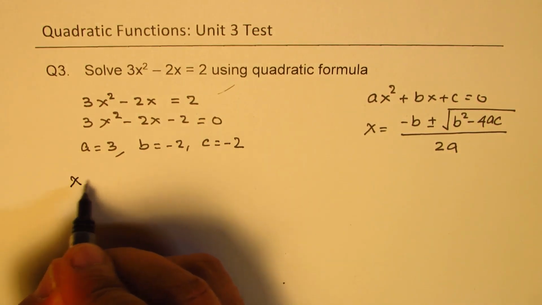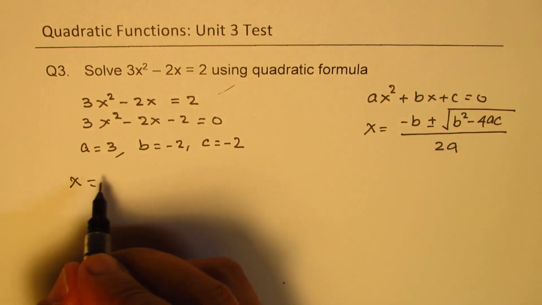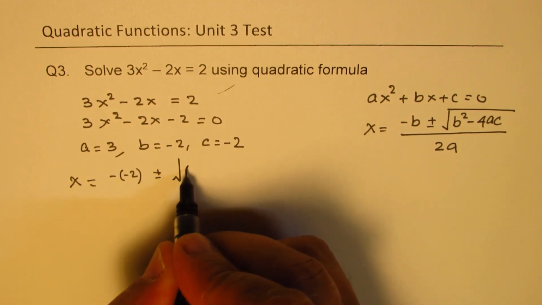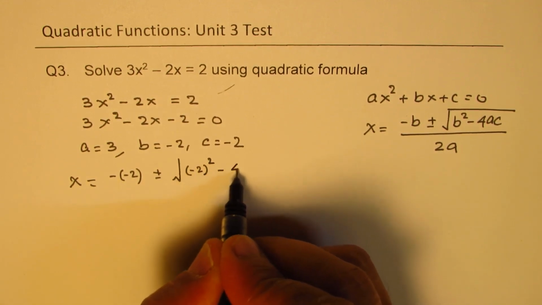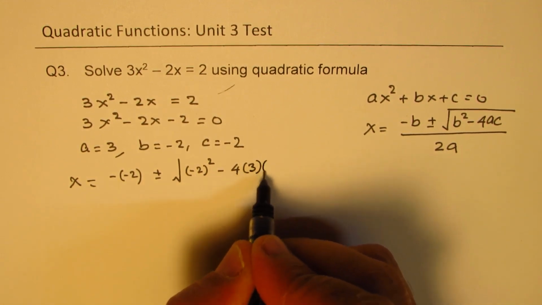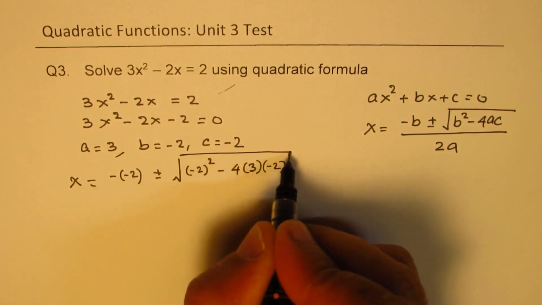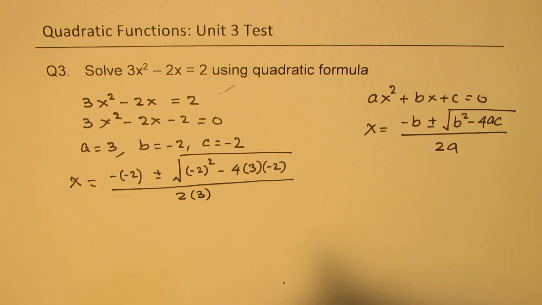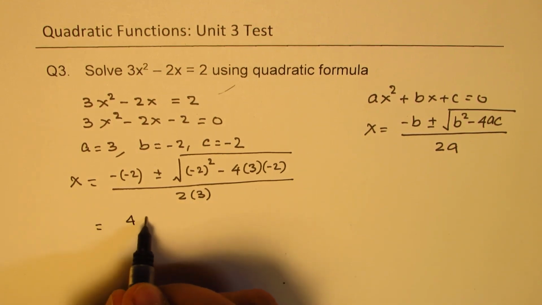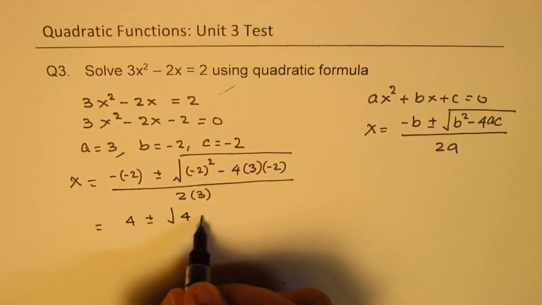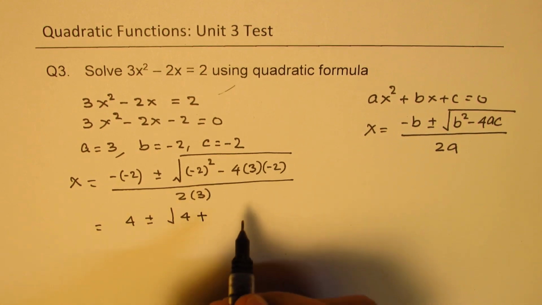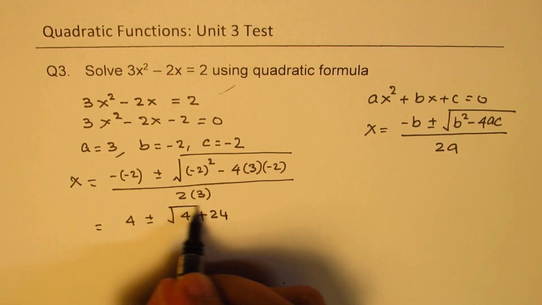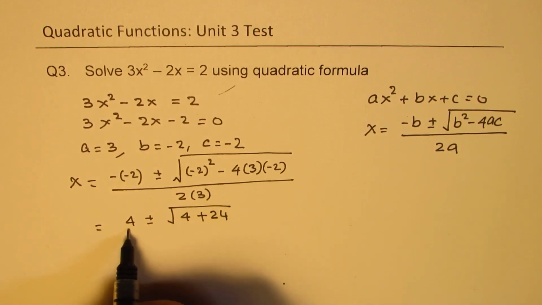So the value of x using this quadratic formula will be minus of minus 2 plus or minus square root of b squared minus 4 times a, which is 3, times minus 2, divided by 2 times 3. So that gives you 4 plus or minus square root of 4. Minus minus becomes positive. 4 times 3 is 12, and 12 times 2 is 24. Right? So divided by 6.